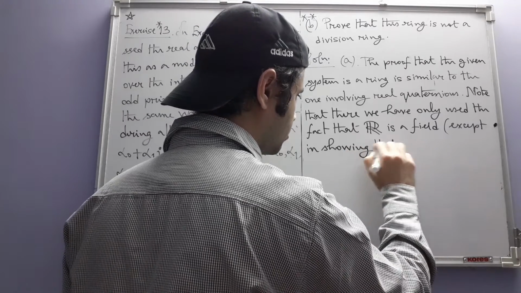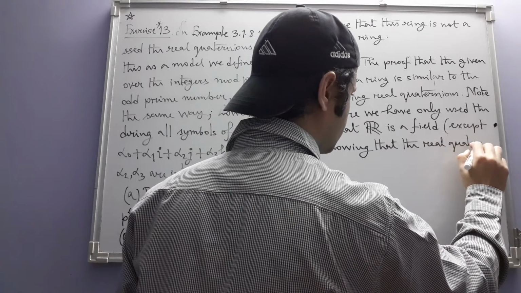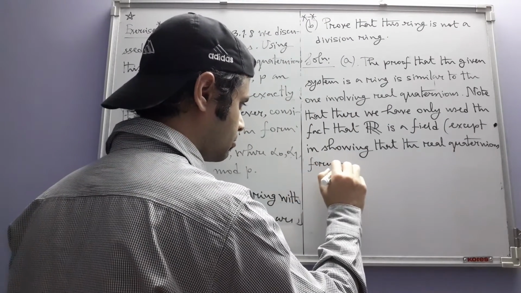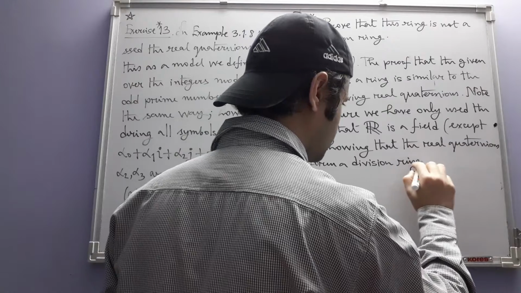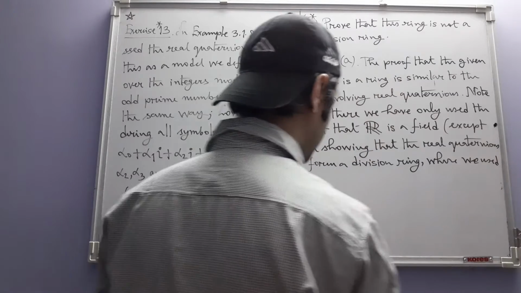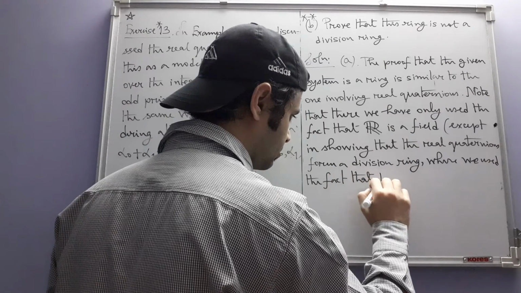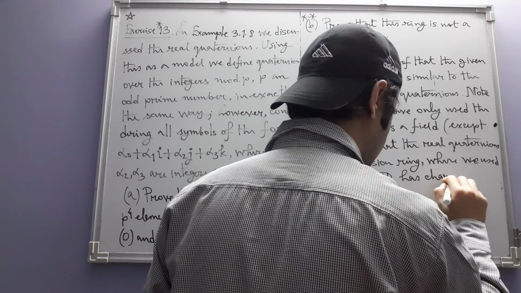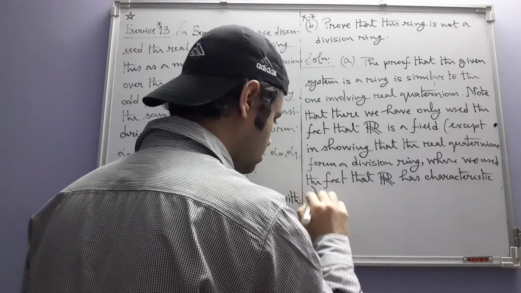except in showing that the real quaternions form a division ring, where we used the fact that the field of real numbers has characteristic 0.